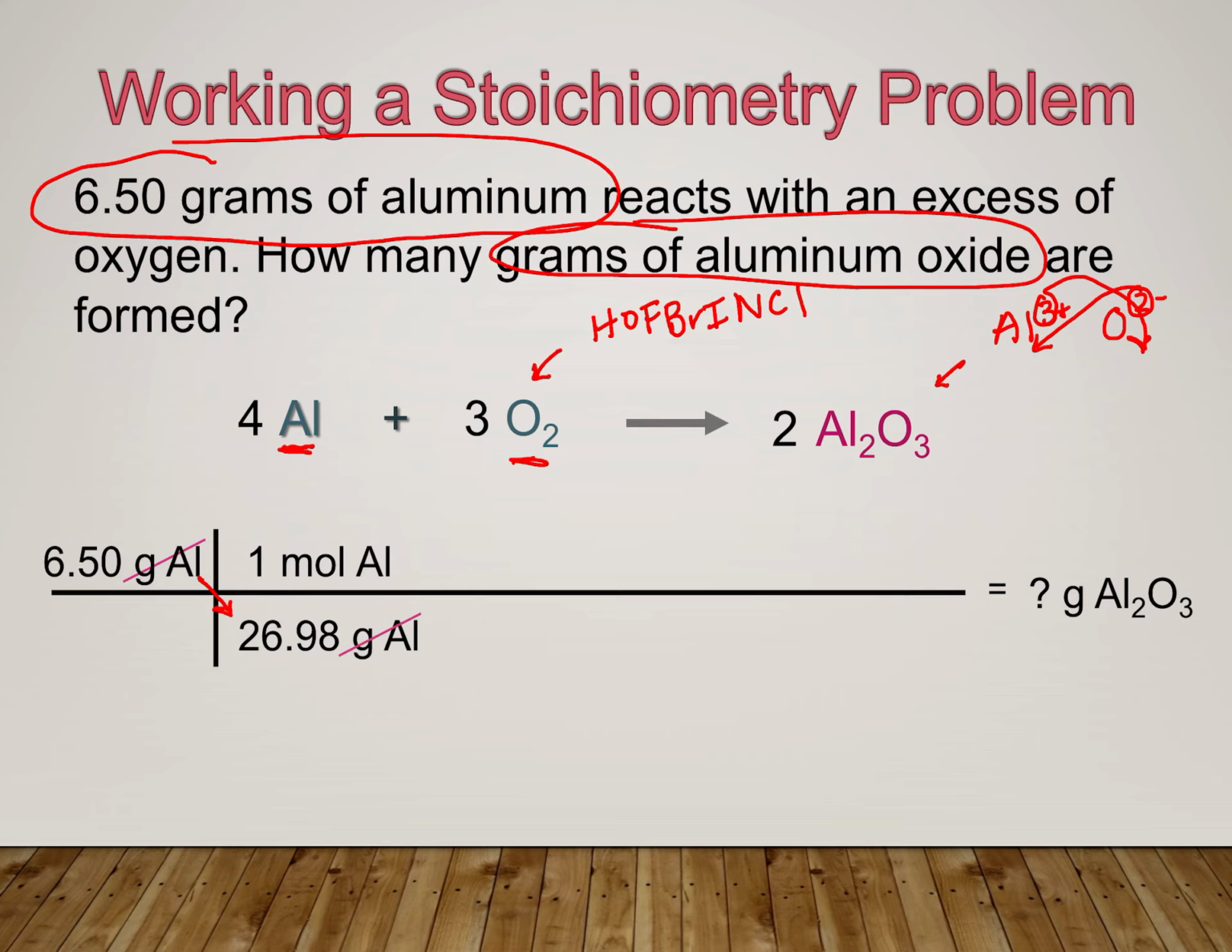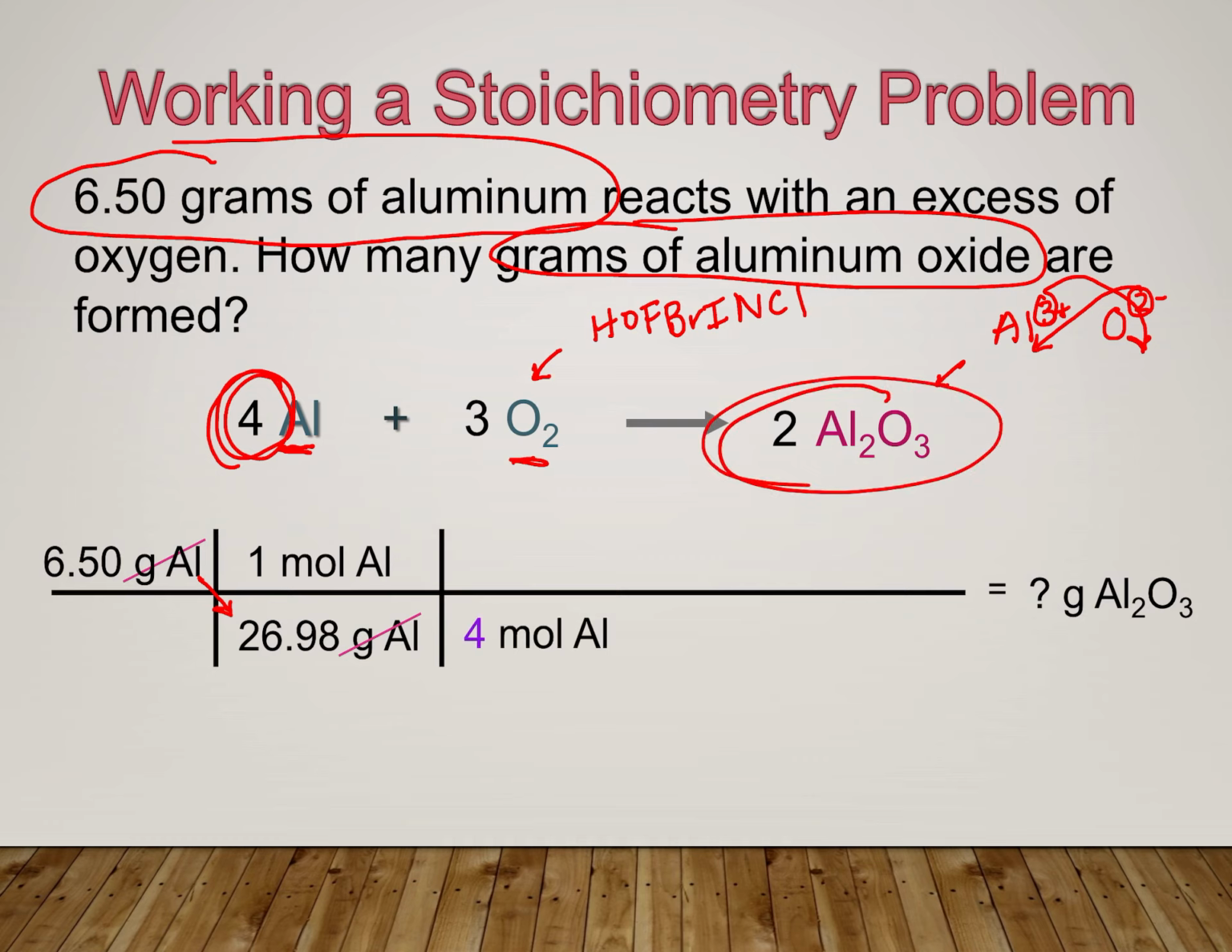And the way that we're going to do that is we're going to use these coefficients from our balanced chemical equation. So we're needing to cancel moles of aluminum down and to the right, and we're going to use that 4 from the chemical reaction. We have 4 moles of aluminum in our chemical reaction, and when 4 moles of aluminum react, it's going to form 2 moles of aluminum oxide. So that will go on the top. So here, these numbers are from the balanced chemical equation. That is our mole ratio.